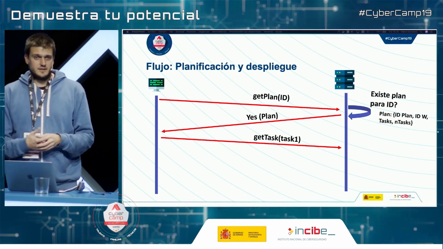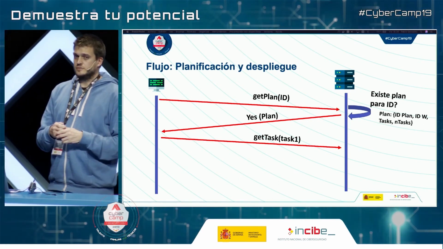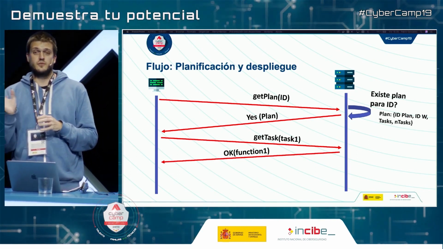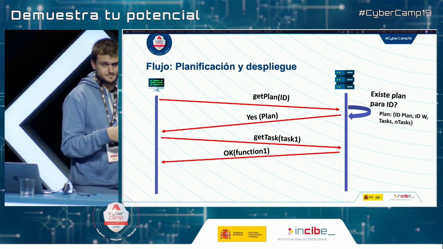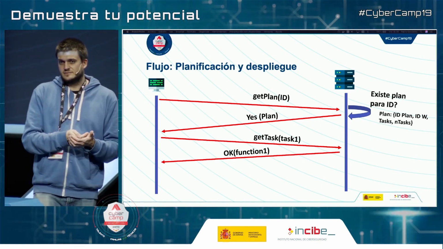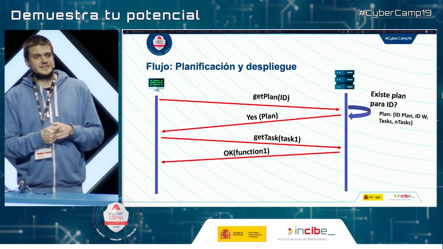At the end of the day, this is what Empire and Shell do. It says, give me task 1. Here you have task 1, the function. The function goes into the memory, it executes, and that is the technique. That is technique number 1, executed.